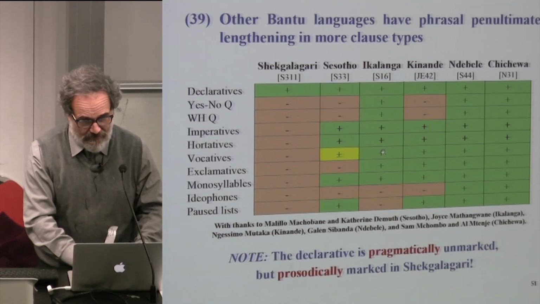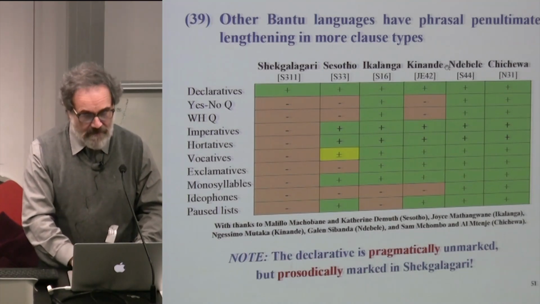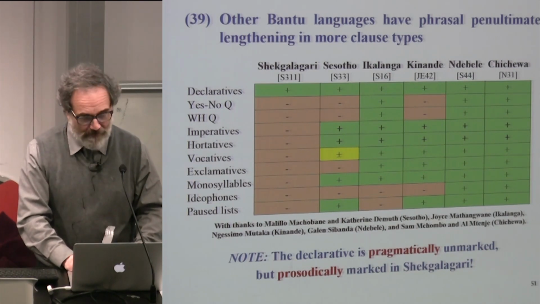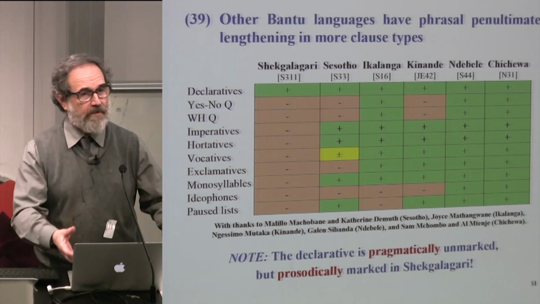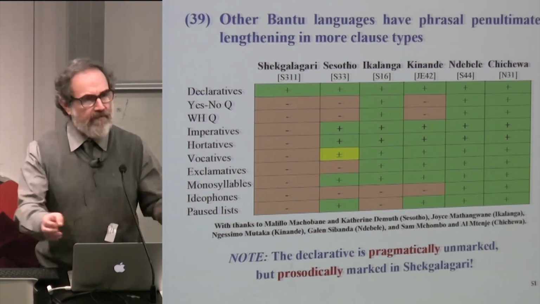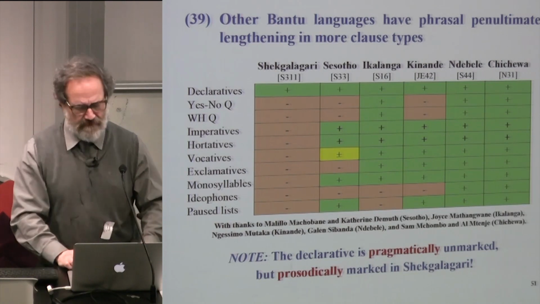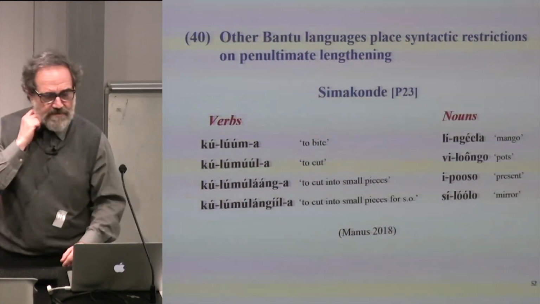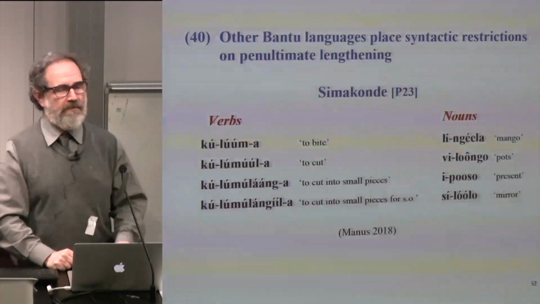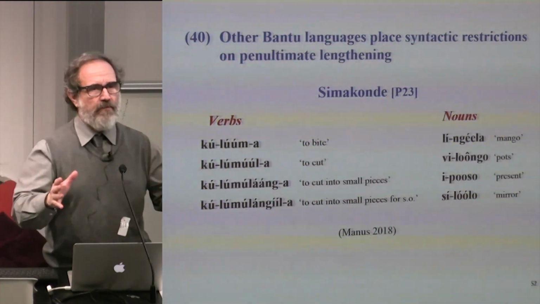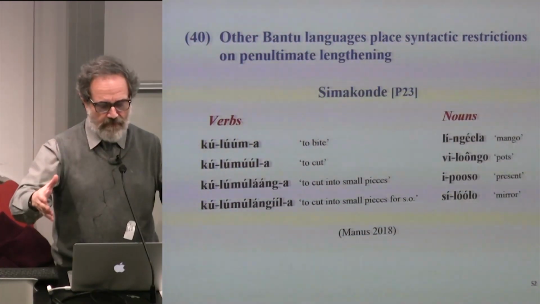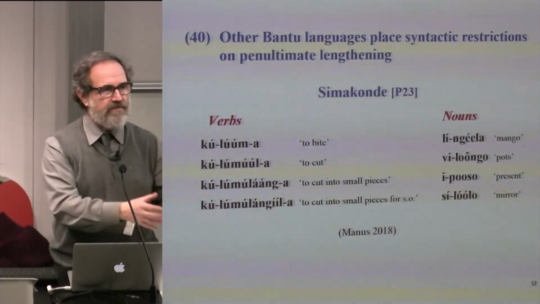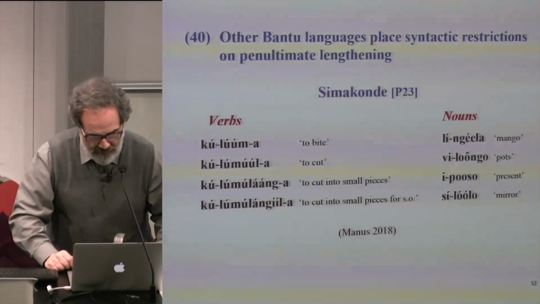What's interesting to me about Sheikh al-Akhari is that the declarative is pragmatically unmarked, but prosodically marked. It's the only one that gets the extra marking of the lengthening of the vowel, and in fact that has tonal effects, as I pointed out, as well. Other Bantu languages place syntactic restrictions on penultimate length, and that's what I was saying, that we start out with the thing being intonational, but in other cases this gets narrowed down to certain kinds of phonological phrases.